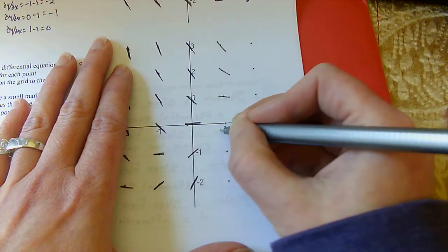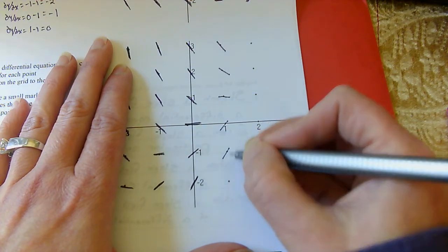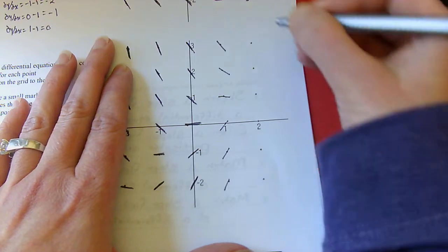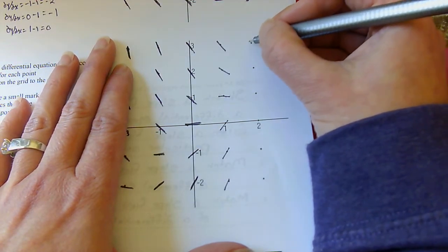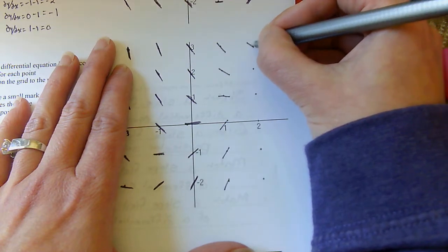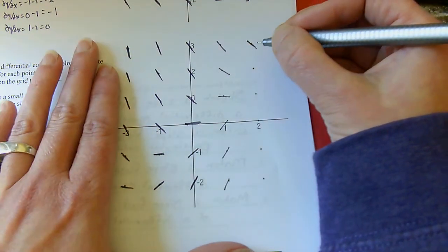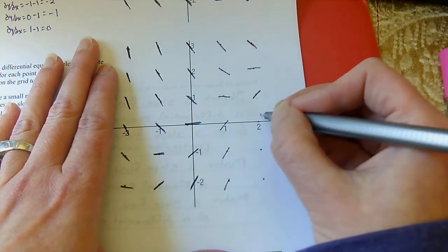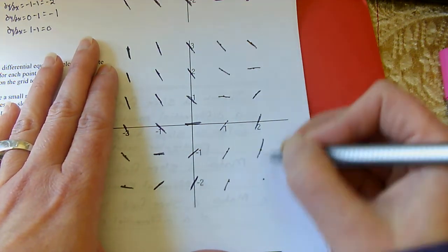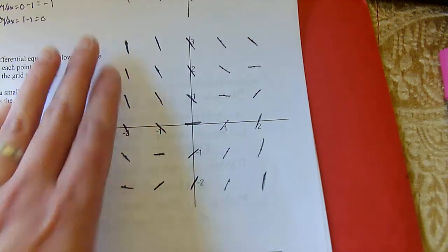0. 1. 2. 3. This point would be 2, 3. So 2 minus 3 would be a negative 1. This would be a 0. 1. 2. 3. This would be a positive 4.